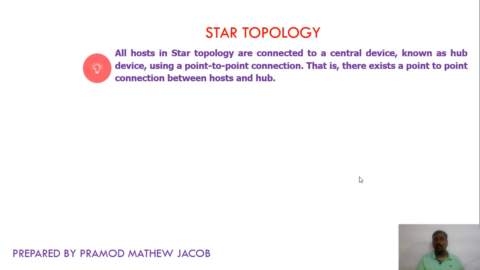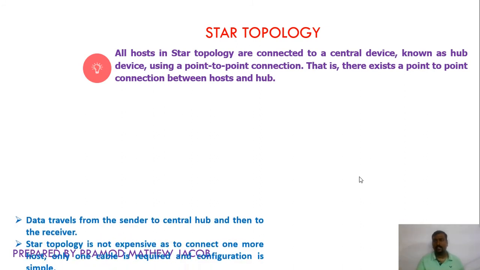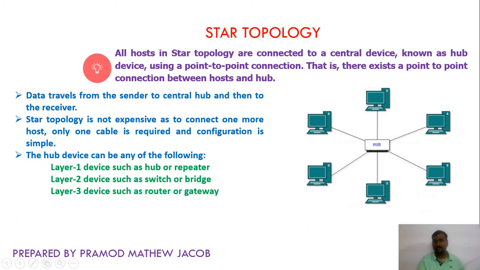Next is star topology. All hosts in star topology are connected to a central device known as a hub using a point-to-point connection. So there will be a central coordinator device, called a hub. To the central coordinator, all the computers are connected. So every data sent and received will pass through this particular hub. For example, if this computer wants to send data to this computer, then first this data will be received by this hub and this hub will reroute it to the destination system.